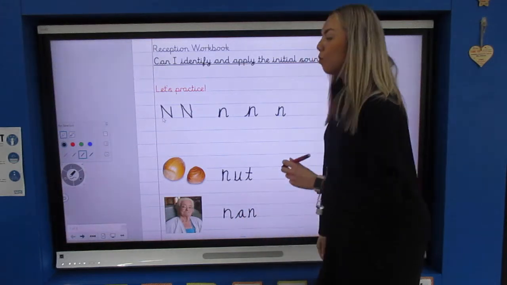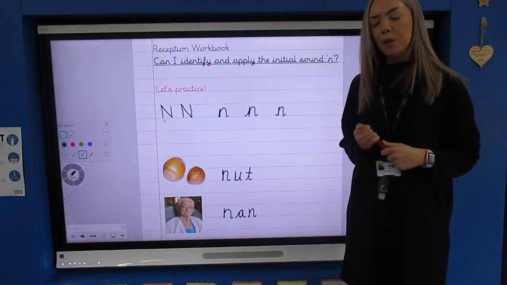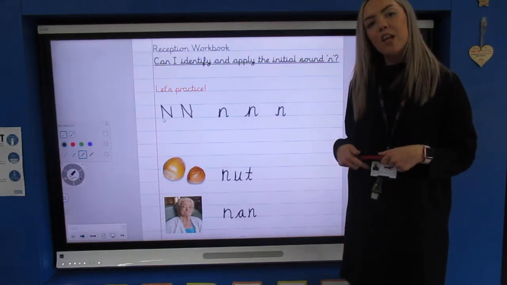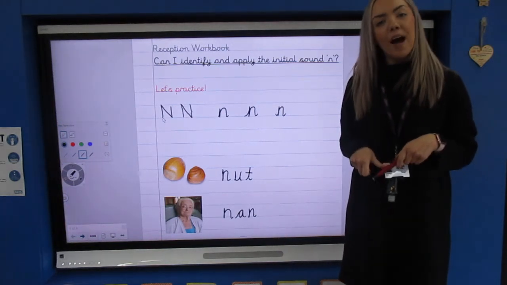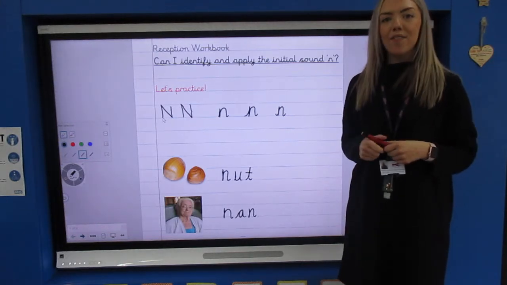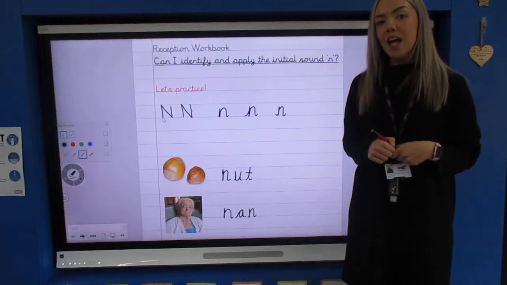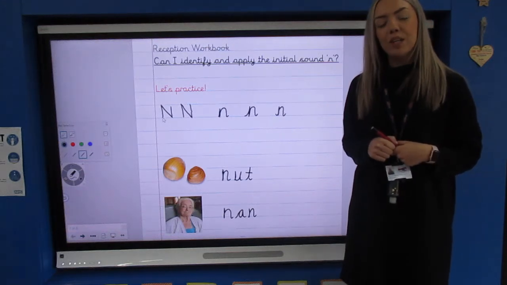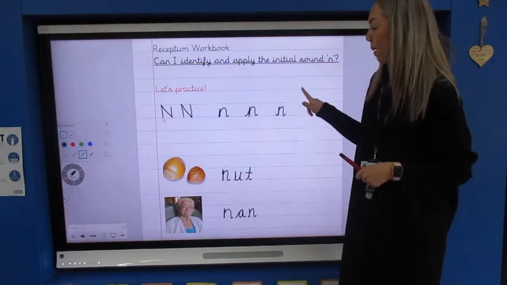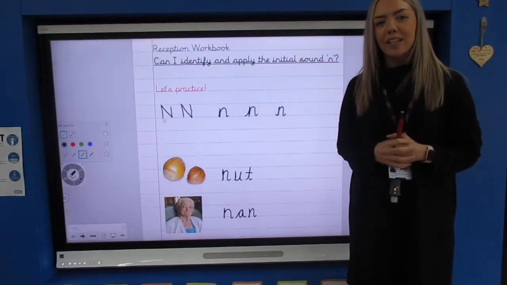Nan. Well done. So challenge yourself today. If you've got the reception book, do this activity first and then go on your house hunt. Find me lots of things that begin with the sound n or have the sound n in them, and then I would like you to write a list and send it in to us, okay? And we're looking for that beautiful handwriting and remembering to form our letter n perfectly. Have a great day, okay?